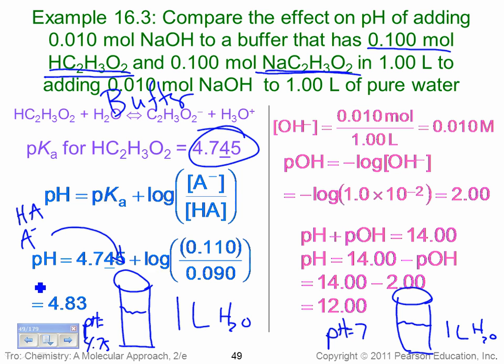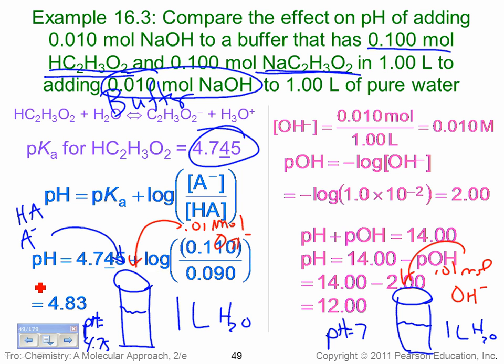Now I'm going to come in and add 0.01 moles of sodium hydroxide. In goes 0.01 moles of a base. Of course, that base is going to change the pH of the solution. I'm going to do the same thing here. I'm going to put in 0.01 moles of sodium hydroxide. And what happens on the left is the pH goes up. It only goes up by 0.08.